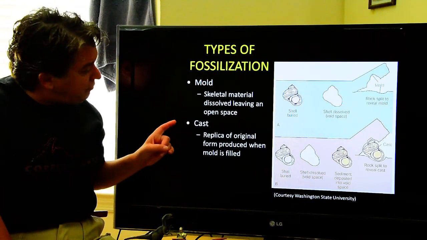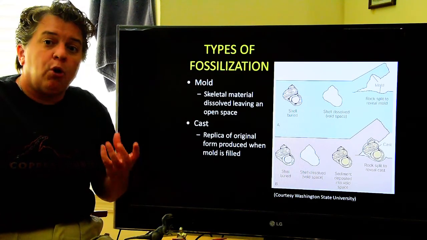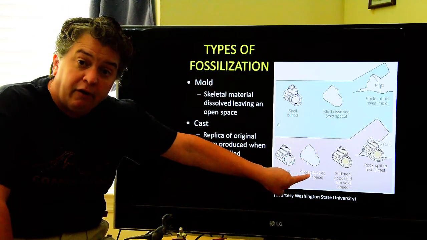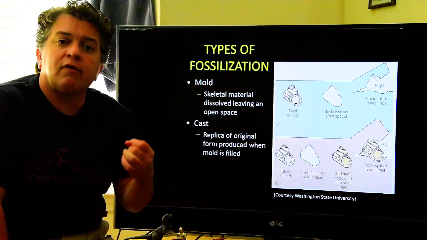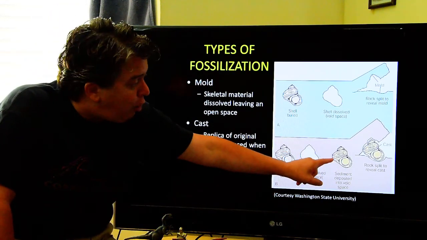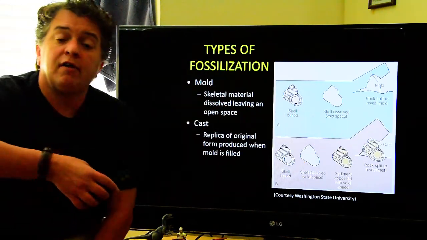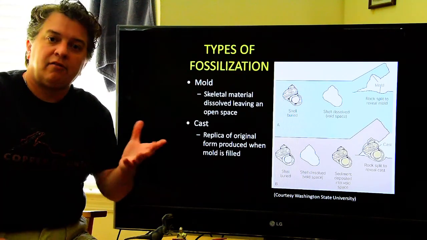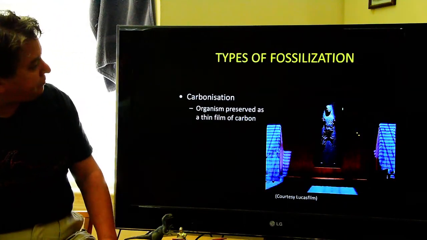Now a cast is where we get a replica of the original when a mold gets filled. So we have the shell buried, it gets dissolved, we have this open space there, but then sediment or some other mineral will come in and fill up that open space, and that's going to be the cast. It gives us a replica of the original fossil, but it is not the original fossil. It's made out of some other substance.